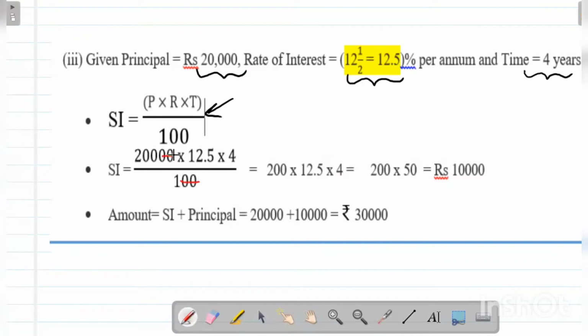2 0 cancel, 2 0 cancel. 12.5 will give you 50. And 200 multiplied by 50 will give you 10,000. So 10,000 will be the extra charge, and this principal also I need to repay. So the total amount I have to repay is 30,000.